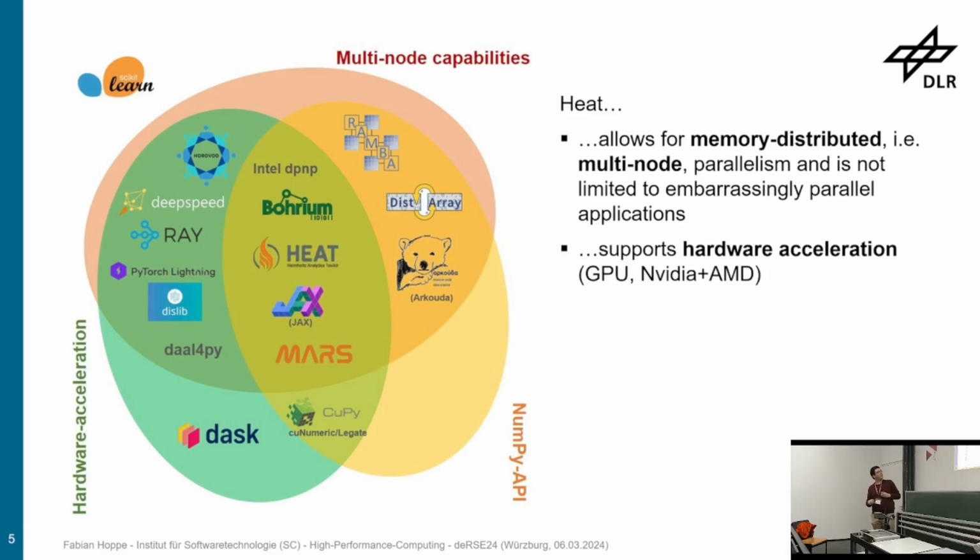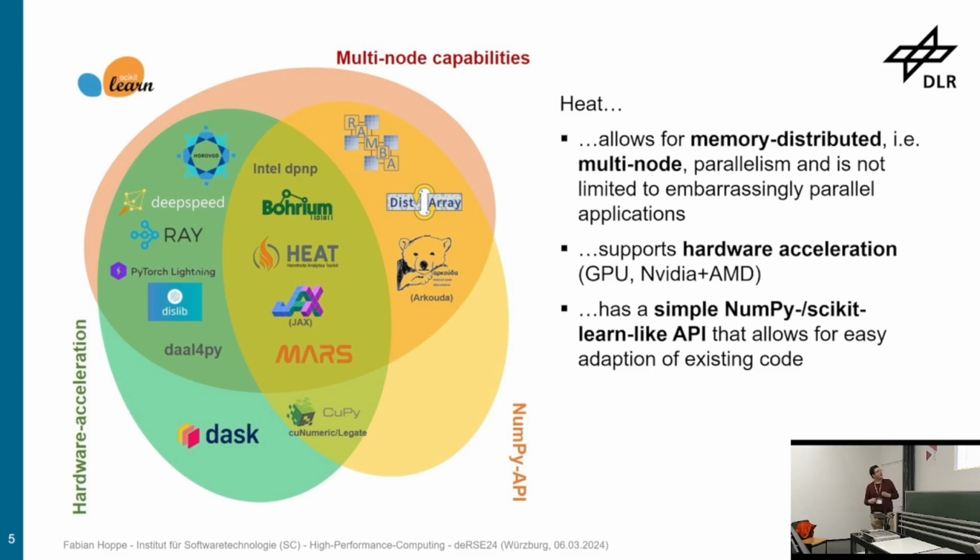It supports hardware acceleration, and here the idea is that this should be at least both NVIDIA and AMD. And very important, we want to have a simple NumPy and scikit-learn-like API that allows you to adapt existing codes and workflows rather easily, hopefully with minimal changes only, and it should be accessible to HPC non-experts. So we don't want to have something like a scheduler that is called in your Python program.